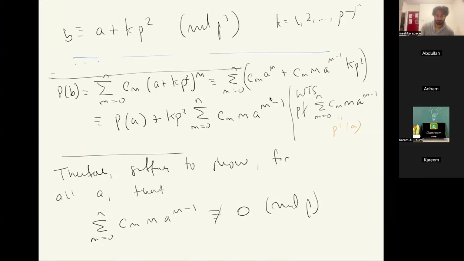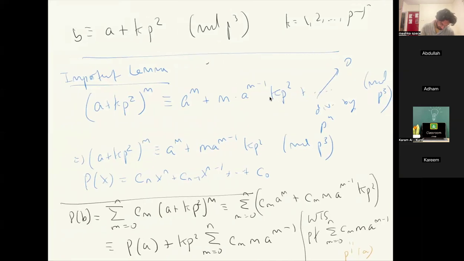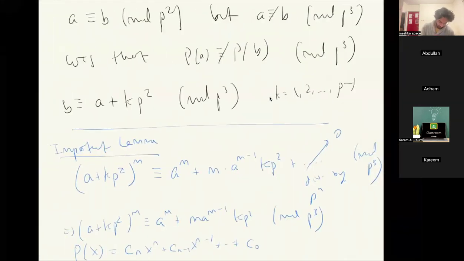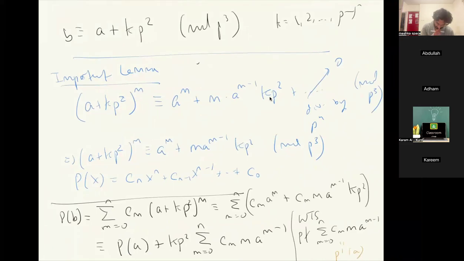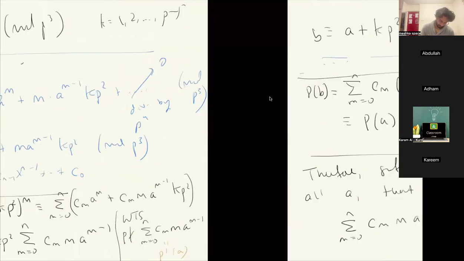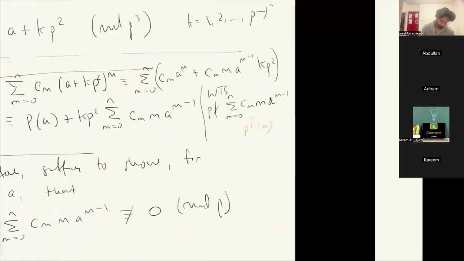Let's think a little bit about what happened. We had two numbers that are equal mod p squared but different mod p cubed, and we wanted to understand the difference between the polynomial values. What we understood is that the difference p of a minus p of b is this guy. So let's write it once more.